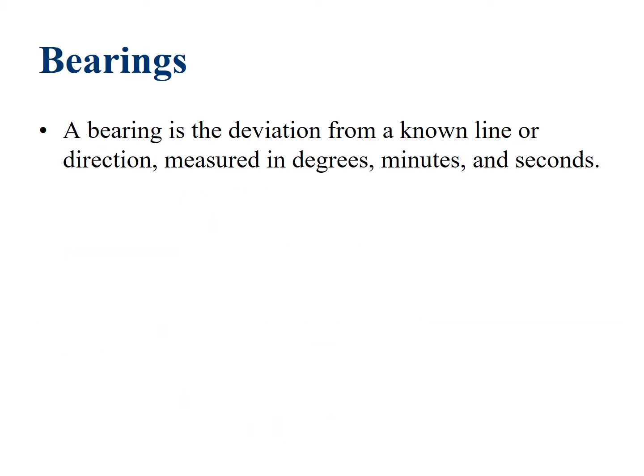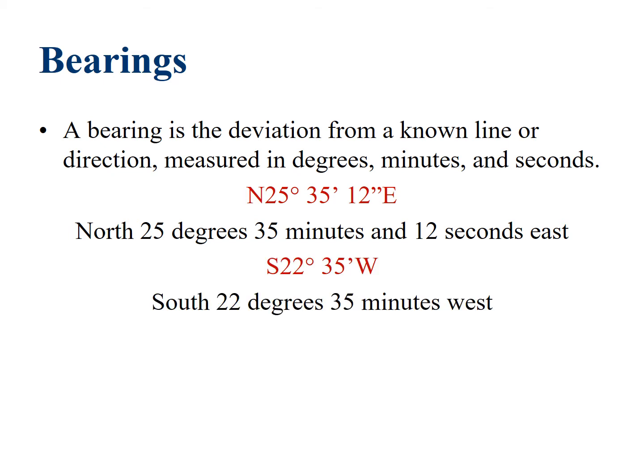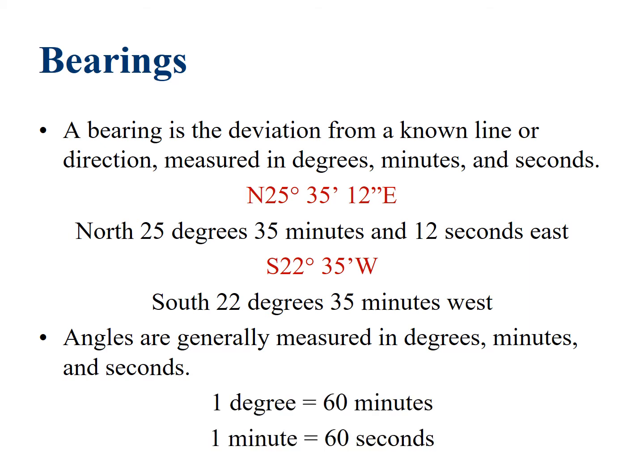A bearing is the deviation from a known line or direction, measured in degrees, minutes, and seconds. Here are a few examples. North 25 degrees 35 minutes and 12 seconds east. South 22 degrees 35 minutes west. Angles are generally measured in degrees, minutes, and seconds. 1 degree equals 60 minutes, and 1 minute equals 60 seconds.